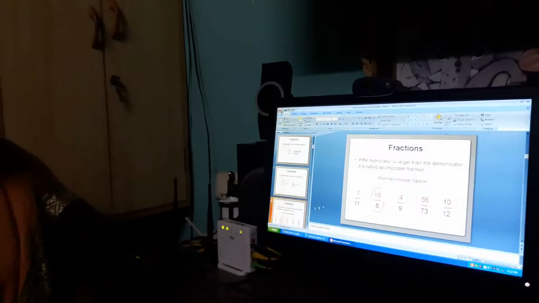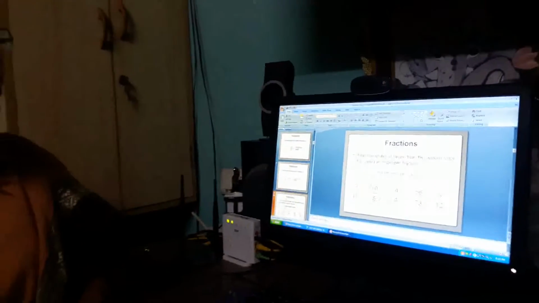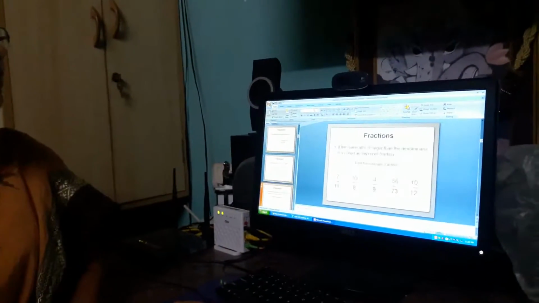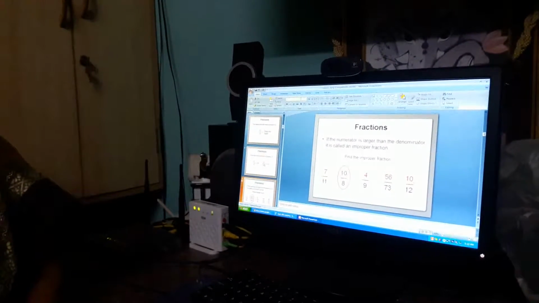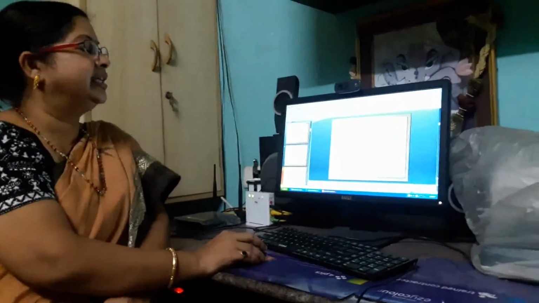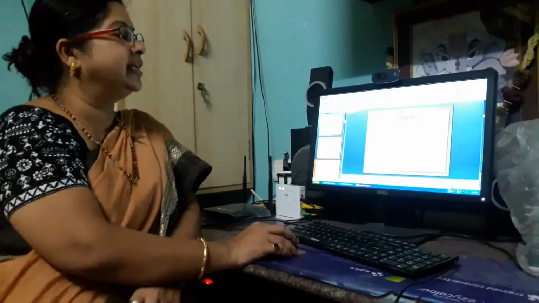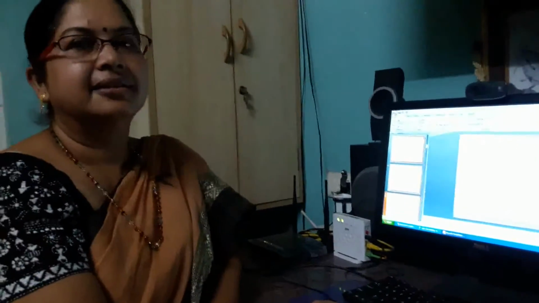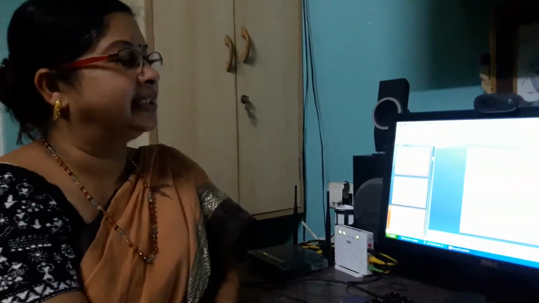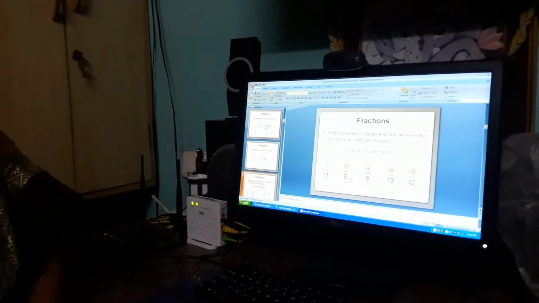Now, in the same way, if the numerator is larger than the denominator, we call it an improper fraction. That means I cut my cake into 8 parts, and how can I give 10 parts? That means I need to have something extra. So it is not one whole, it is more than one. So this is called an improper fraction. A proper fraction is where the numerator is less than the denominator. Where the numerator is more than the denominator, it becomes an improper fraction.